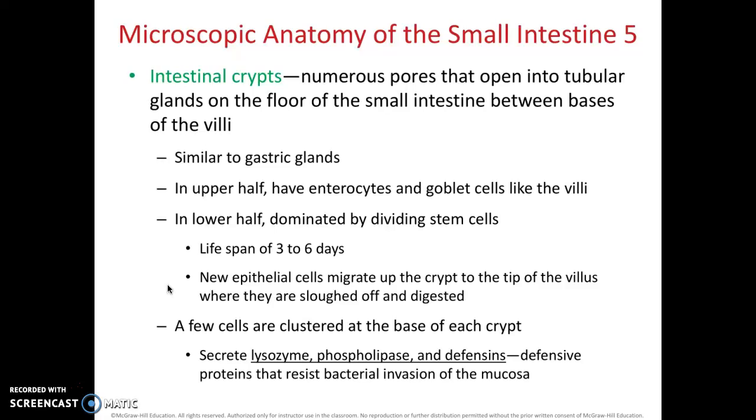Okay? So there are also intestinal crypts, which are little pores that open into tubular glands on the floor of the small intestine between the bases of the villi. And these are kind of like the gastric glands that we talked about. What I want you to know for this is that the few cells clustered at the base of each crypt function as defensive proteins that help resist bacterial invasion of the mucosa. So these secrete lysozyme, phospholipase, and defensins, which again help resist bacterial invasion. So remember, intestinal crypts help with resistance of bacterial invasion.